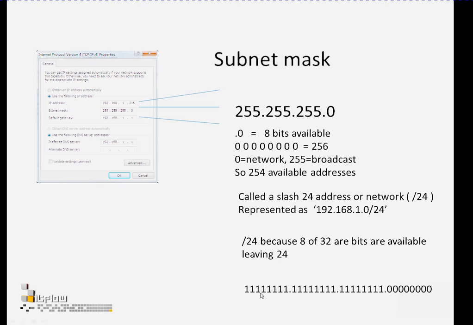And this is what it would look like in binary, the 255. 255, 255, 255, and all zeros because they are all available.